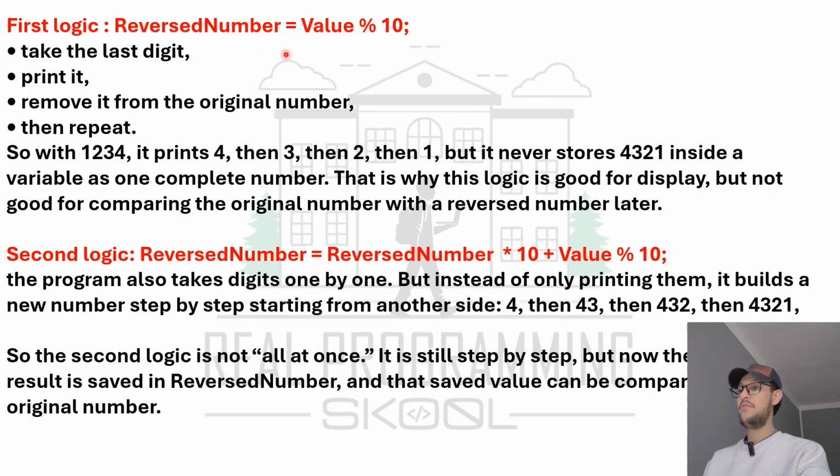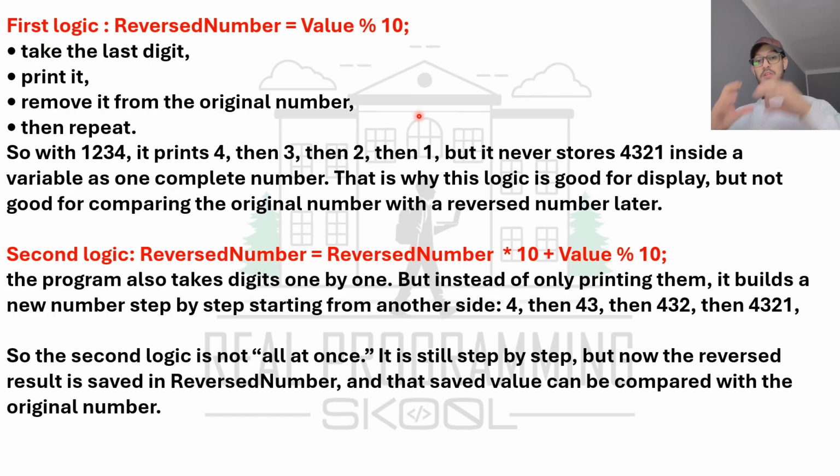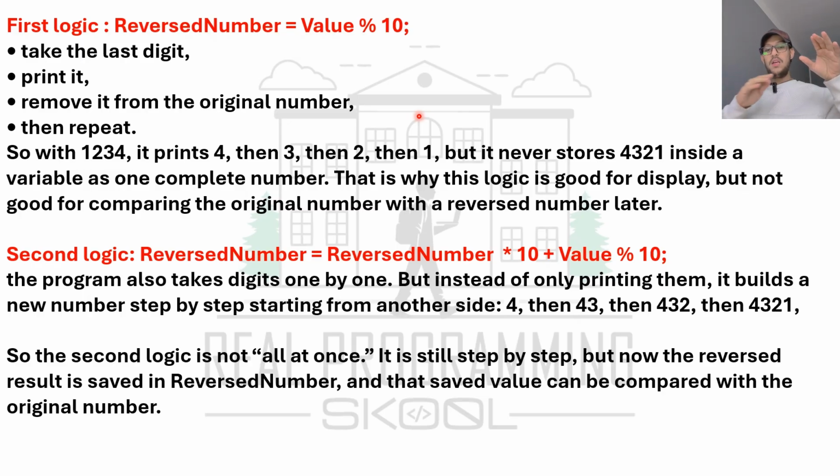All right, this is the last slide just to explain the two logics for the last time. The first logic, reverse number equal value mod 10. That's how we write it in Visual Studio. Okay, the reverse variable, we'll take the name reverse number, equal value mod 10. Let's say the user inserts 1234 as the value. The compiler will take the last digit, print it, and remove it from the original number. After the compiler prints it, it will delete it from the original value, which means the value will decrease until it becomes 0.